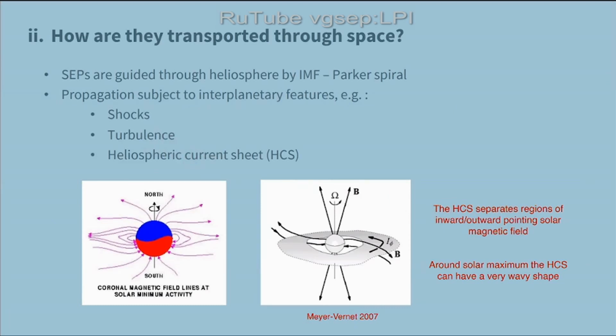So just briefly, the heliospheric current sheet is the boundary, or the divider, between the oppositely directed magnetic field as it comes from the sun. Towards solar minimum, the field is a bit more calm and the current sheet is quite flat. But as we approach solar maximum, this tilt angle increases, and the current sheet becomes very chaotic.